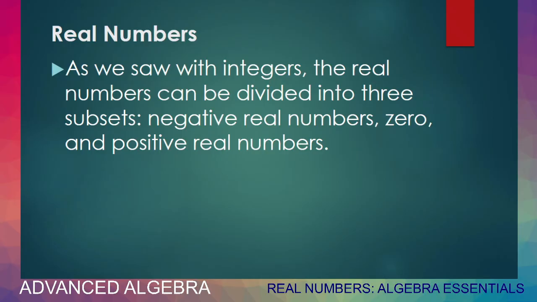So ibig sabihin, kapag sinabing real numbers, kasama na lahat ng may decimal, fraction, negative numbers, whole numbers, natural numbers. Pinagsama-sama lahat dito, basta siya ay pumapasok dun sa mga types ng real numbers. Okay?